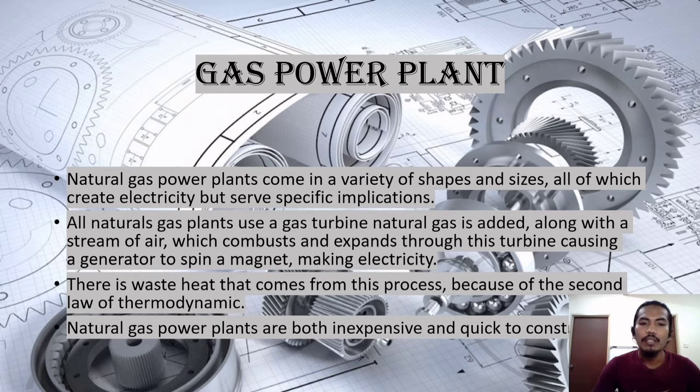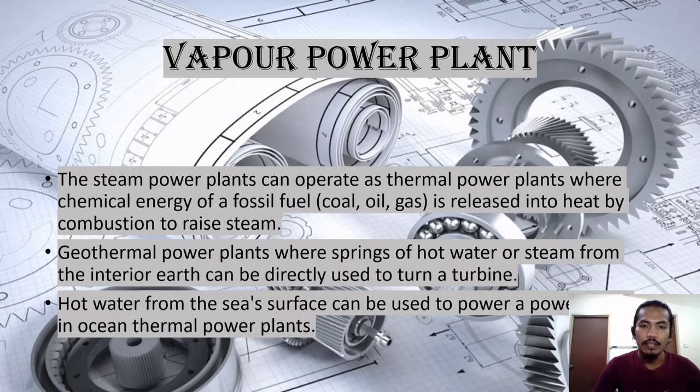Natural gas power plants come in a variety of shapes and sizes, all of which create electricity but serve specific implications. All natural gas plants use a gas turbine. Natural gas is added, along with a stream of air which combusts and expands through this turbine, causing a generator to spin a magnet, making electricity. There is waste heat that comes from this process because of the second law of thermodynamics. Natural gas power plants are both inexpensive and quick to construct.